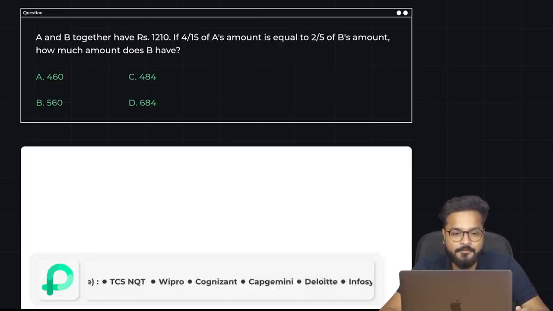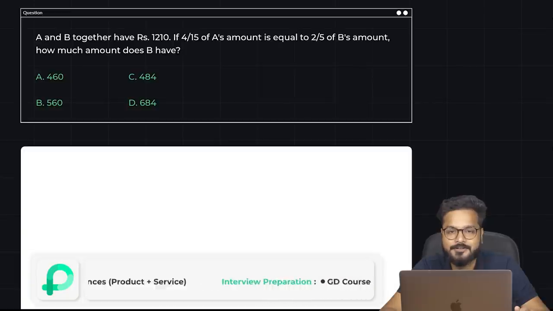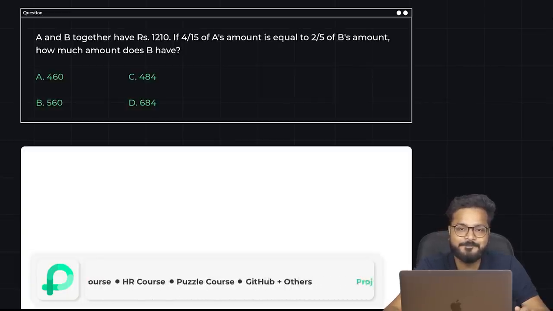A and B together have rupees 1210. If 4 by 15 of A's amount is equal to 2 by 5 of B's amount, how much amount does B have? A very easy question to warm you up, guys. So can you just pause the video and start solving this on your own? All right.